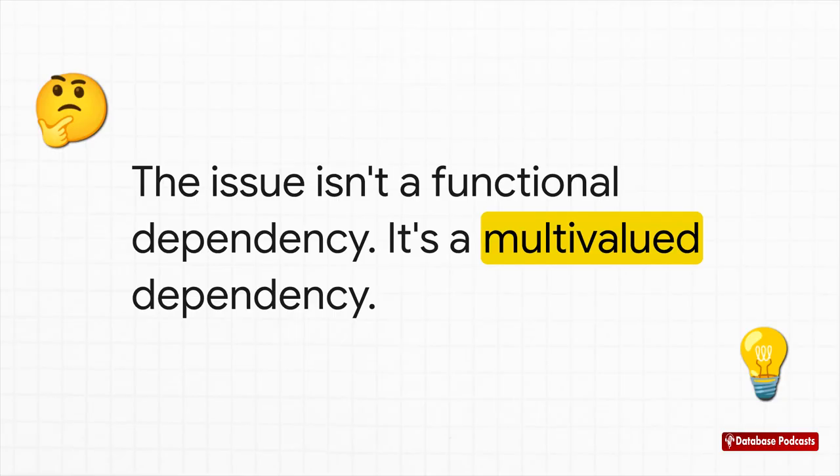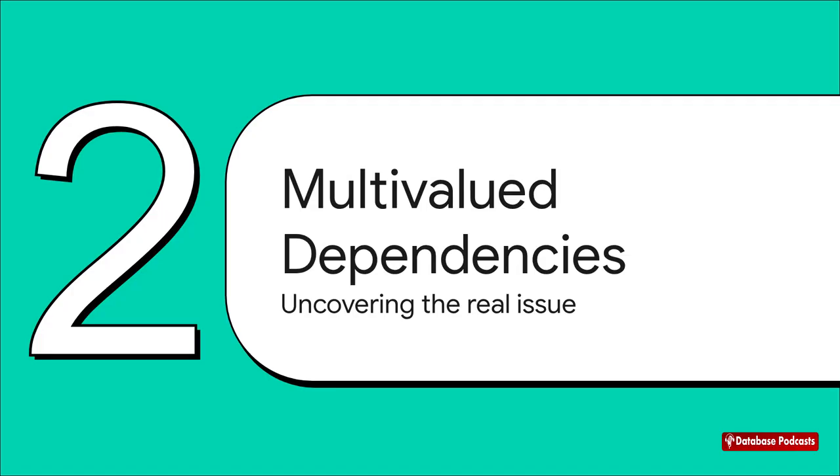And this is the absolute key to understanding what's going on. The issue isn't a functional dependency. BCNF handled all of those. It did its job perfectly. What we're dealing with is a whole different beast. It's called a multivalued dependency. This really gets us to the heart of the matter. So to fix this thing, we've got to understand what we're actually up against.